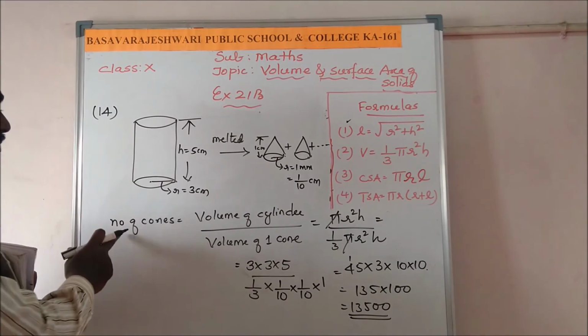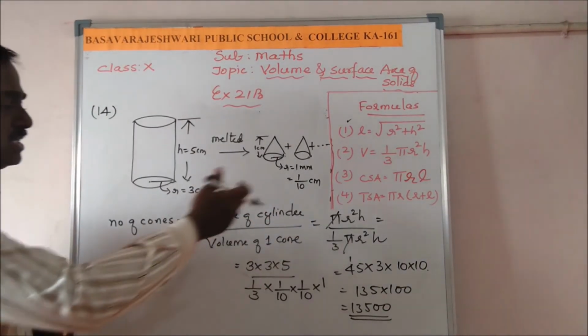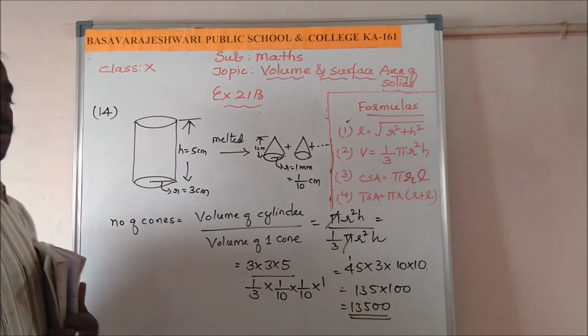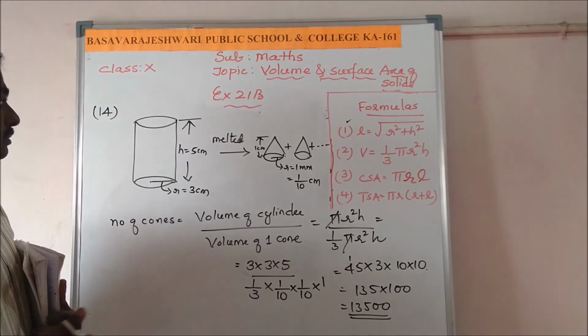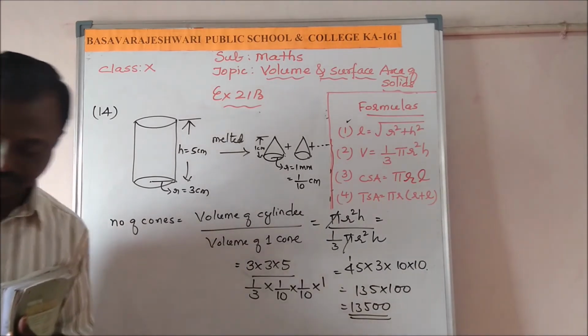Okay? So what you have to do? Number of cones is equal to volume of the cylinder by volume of one cone. Substitute the values and simplify. You will get 13,500 cones. Okay?